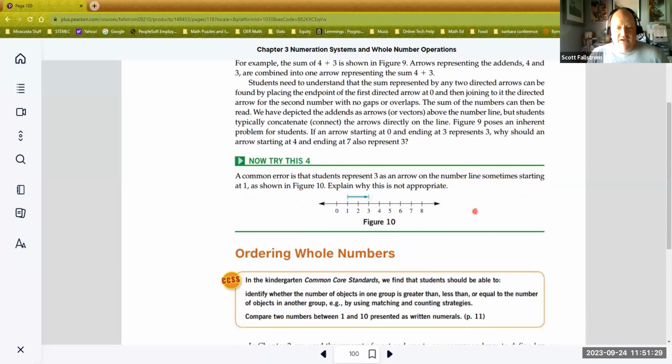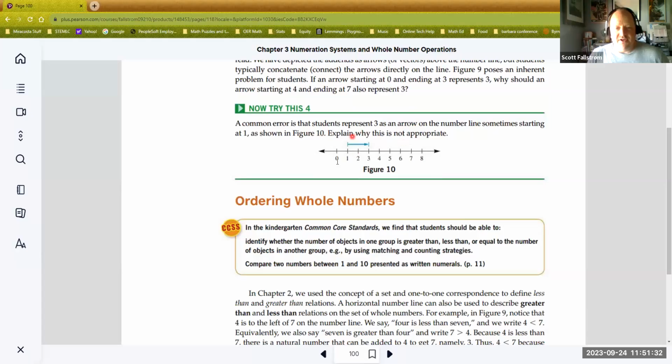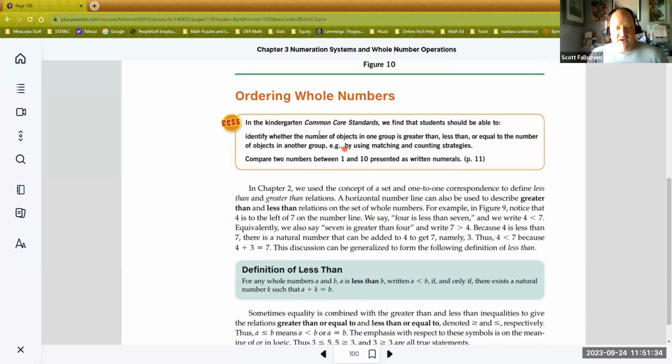Okay. Let's see here. So here's a student error. I'll let you think about that. Here's a kindergarten Common Core. This is ordering whole numbers. So compare numbers between 1 and 10, trying to figure out which one is bigger, which one is smaller.